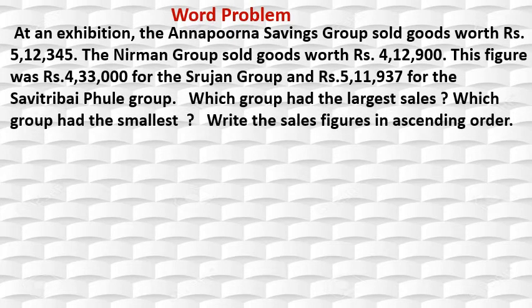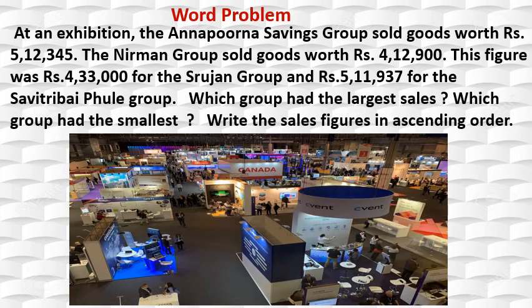This is the question. At an exhibition, the Annapurna Savings Group sold goods worth rupees 5,12,345. The Nirmana Group sold goods worth rupees 4,12,900. And this figure was rupees 4,33,000 for the Srujan group and rupees 5,11,937 for the Savitribai Phule group. Okay, this is given in the question.